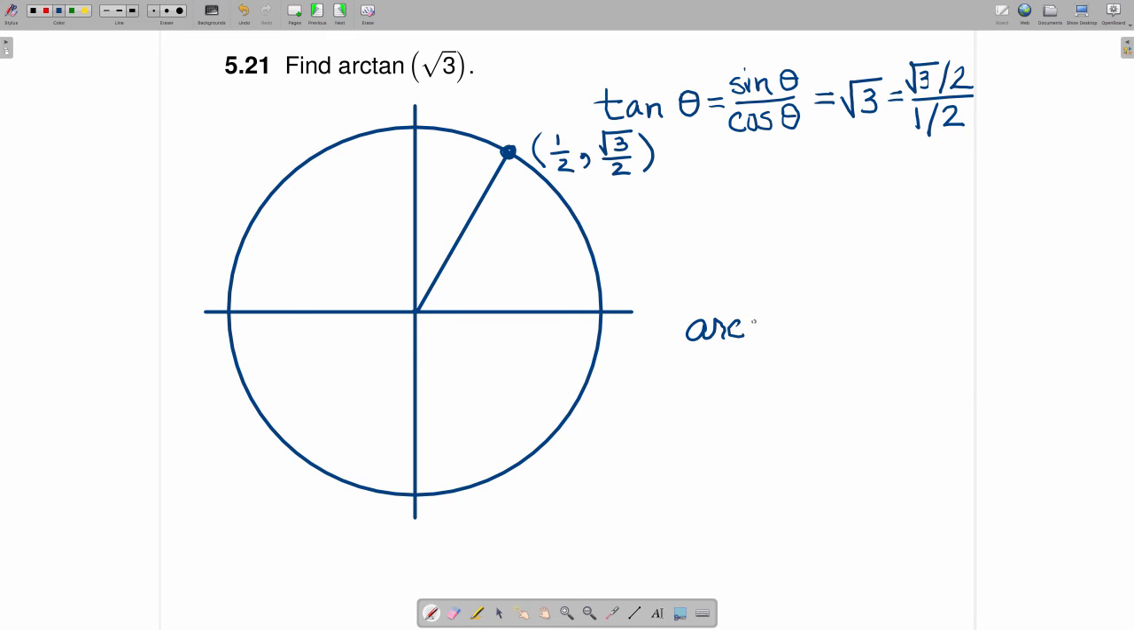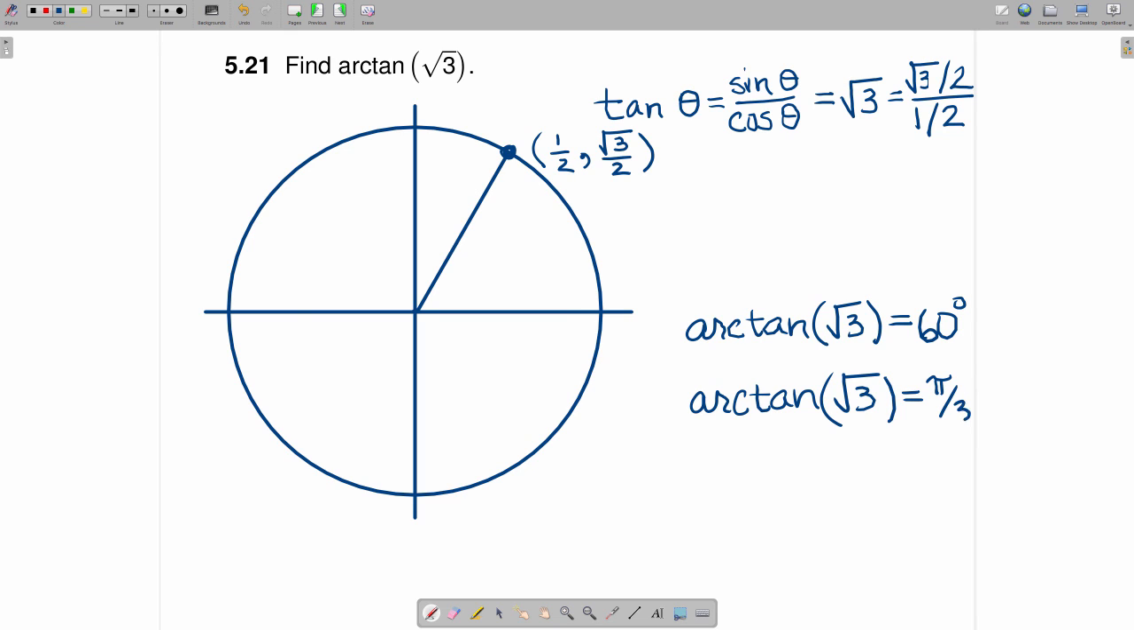So the arctan of the square root of 3 is, if you measure this in degrees, 60 degrees. However, if you decide to report your answer in radians, 60 degrees is the same as pi over 3. This is what your calculator will return when you push the arctan button with an argument of the square root of 3.